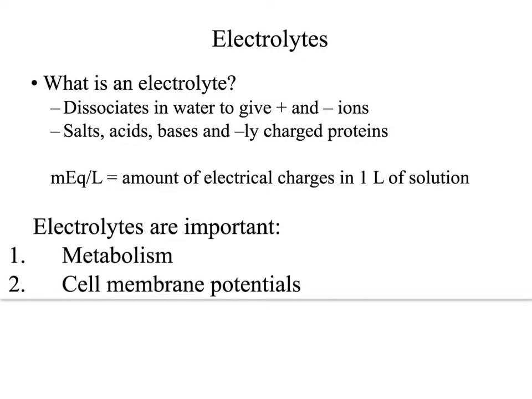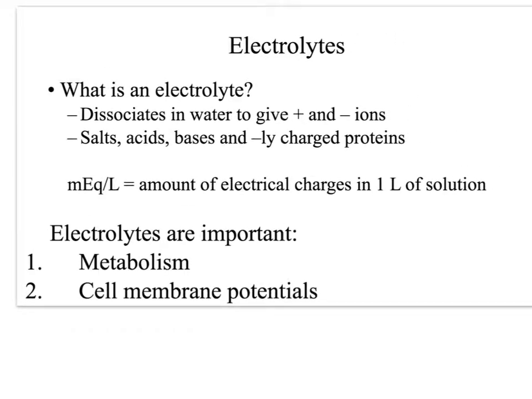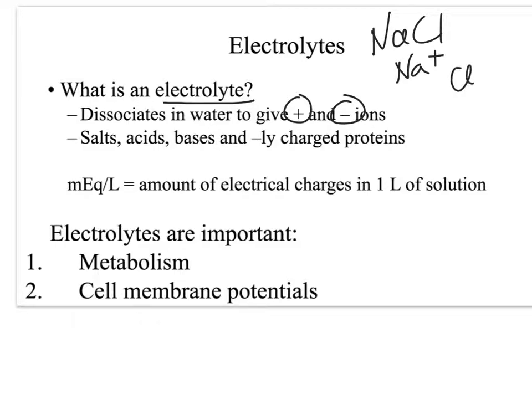So we want to talk about electrolytes. An electrolyte is a molecule that dissociates or breaks down in water to give a positive and a negative ion. Things like sodium chloride come apart in water and you get sodium, which is a cation, and chloride, which is an anion.